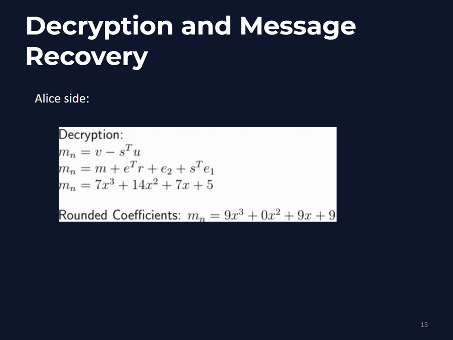After receiving the ciphertext data U and V, Alice computes the message polynomial by combining the ciphertext components along with the private key S. This operation reconstructs an approximate version of the original message. By rounding the coefficients to the nearest valid values, we recover the exact message polynomial. This rounding step is crucial because it filters out small errors introduced during encryption.